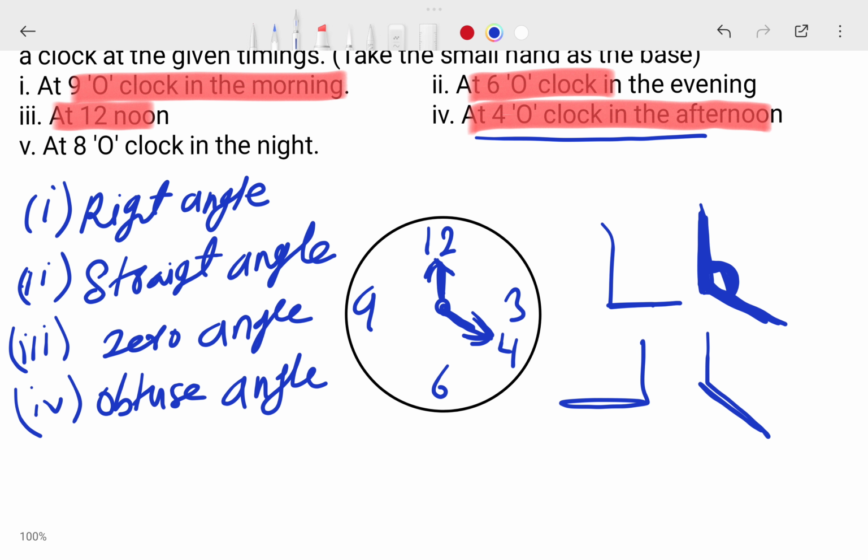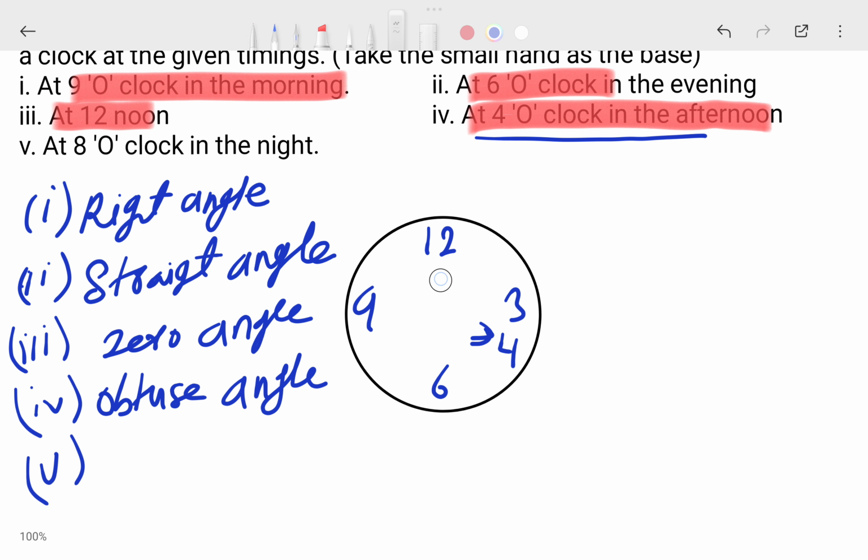Let's write the fifth question. The fifth one is 8 o'clock in the night. So we will write 8-1. Now let's talk about the 8. 8-1 means this is the 8 here. This is a point, and 1 point is here. So how is it looking? This is a straight line and this is looking like that. So it means that this is showing the reflex angle.